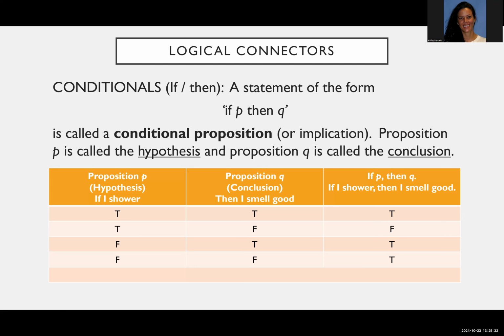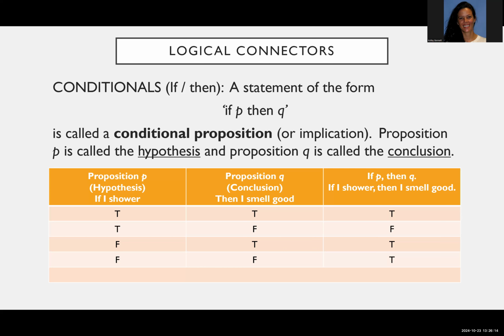So here's our truth table for conditional proposition. And some ways you can think about this is it's kind of like a promise that you're making. So if proposition P, your hypothesis, this is your promise. If I do this, then the smelling good is going to follow. And so, of course, if you shower and then you smell good, you've kept your promise, right? So that's true. But if you shower and you don't smell good, you've not kept your promise. I was told that if I shower, I was going to smell good, and I don't. So that's why that one's false if you think of it in terms of a promise.